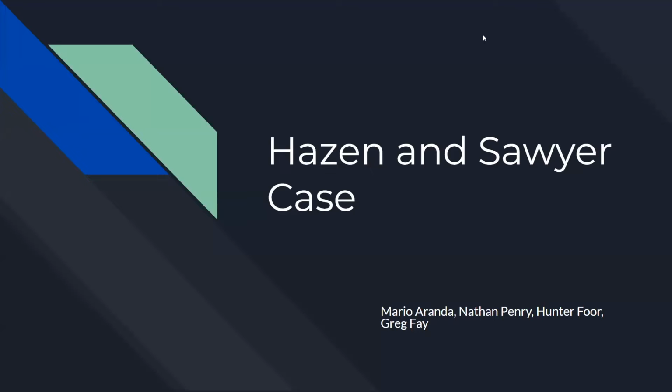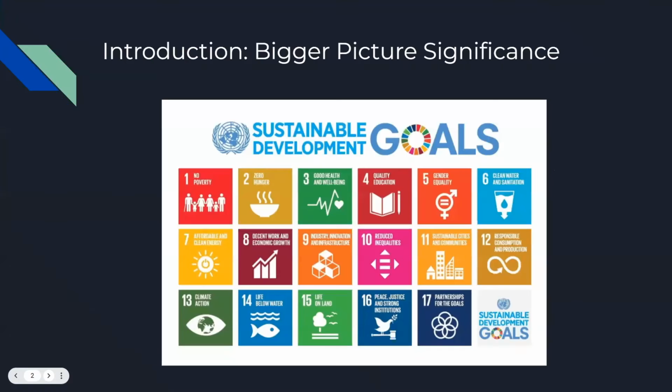So this is the Hazen and Sawyer case study by group 3. Looking at the bigger picture and significance of small wastewater systems, we can take a look at the United Nations Sustainable Development Goals, looking specifically at goal number 6, the clean water and sanitation goal, which is ensuring the availability and sustainability of water sanitation for everybody. We can determine that by analyzing small wastewater systems, we can choose the system that best reflects the goal that the United Nations is trying to achieve.